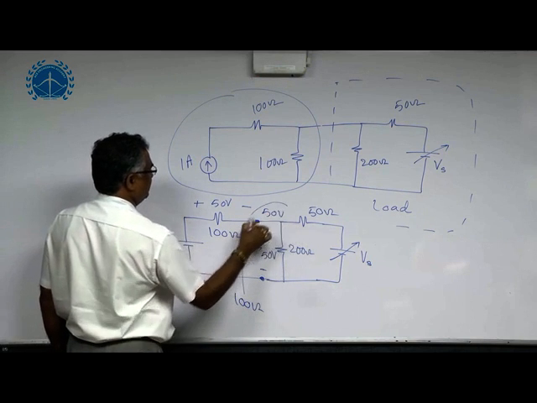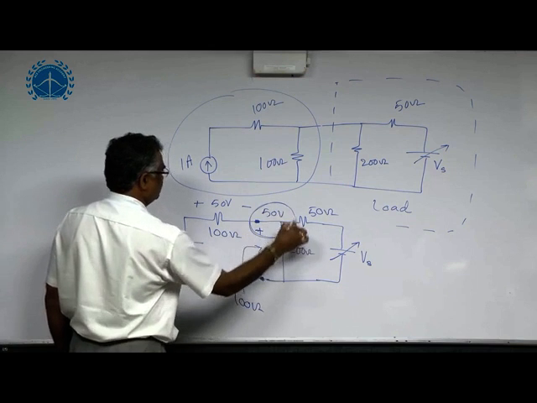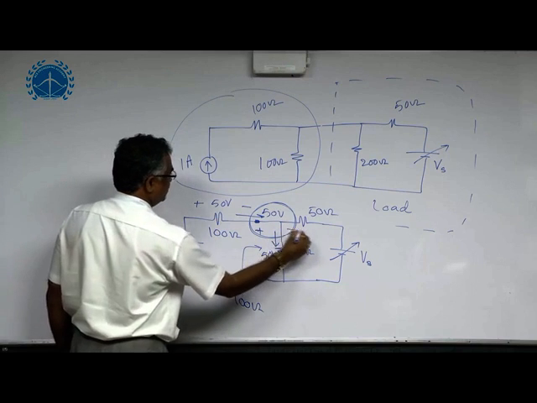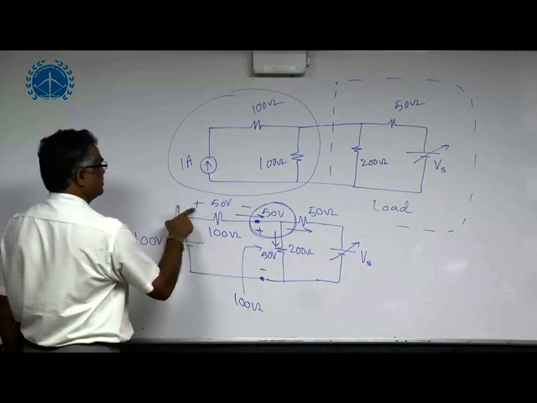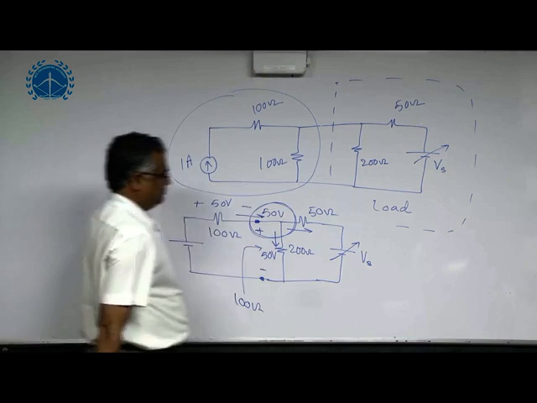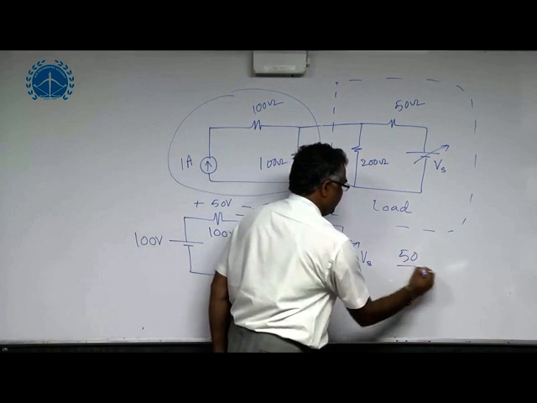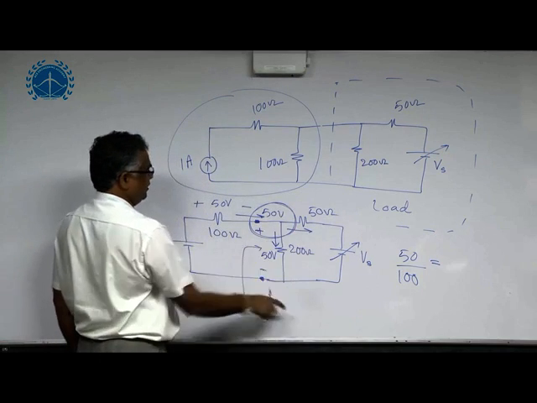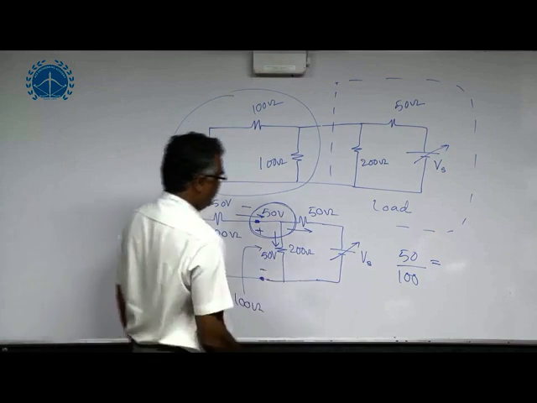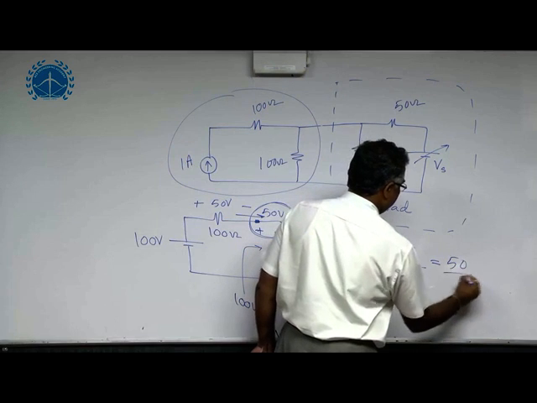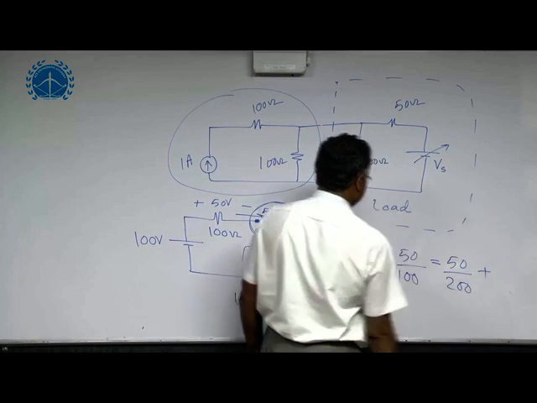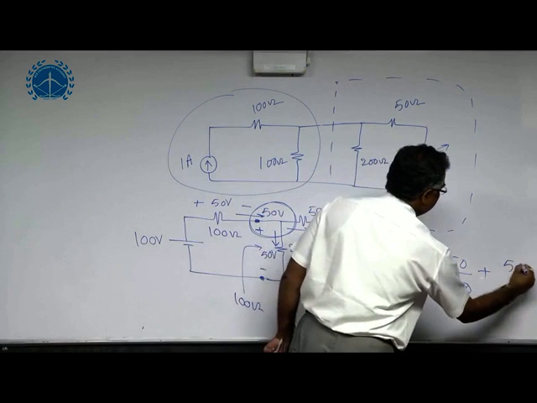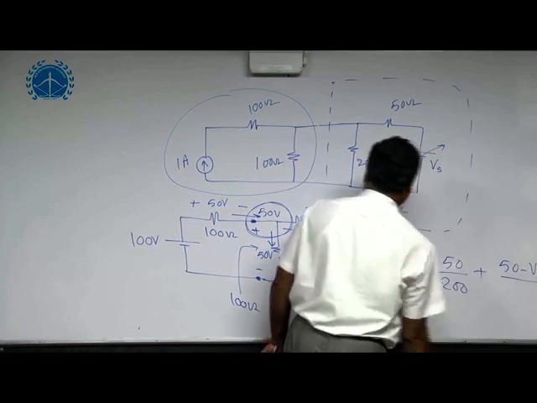Then we can comfortably write the nodal equation at this node. Assuming this current is entering, this current leaving, this current leaving. So what is the current entering? 50 by 100. 50 by 100 is the current entering, which is equal to the sum of the currents leaving. This current is 50 by 200, plus this current is (50 minus Vs) by 50 ohm.